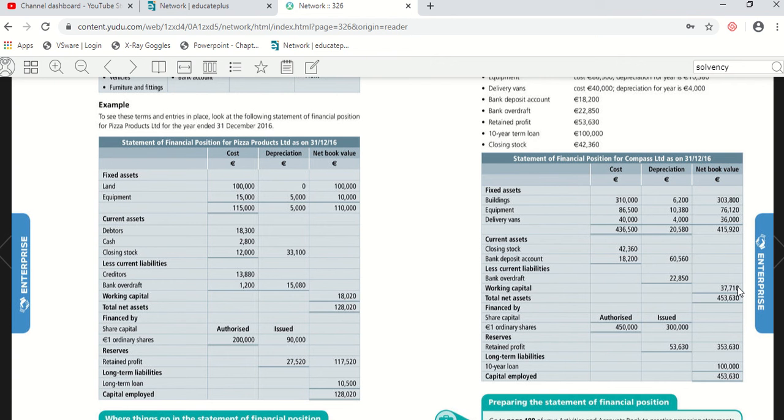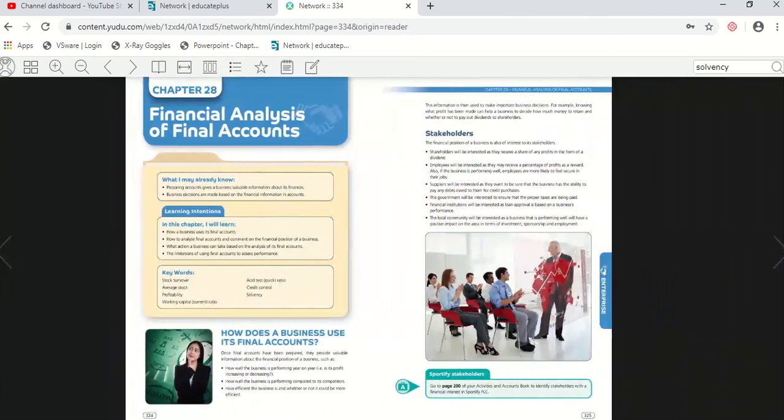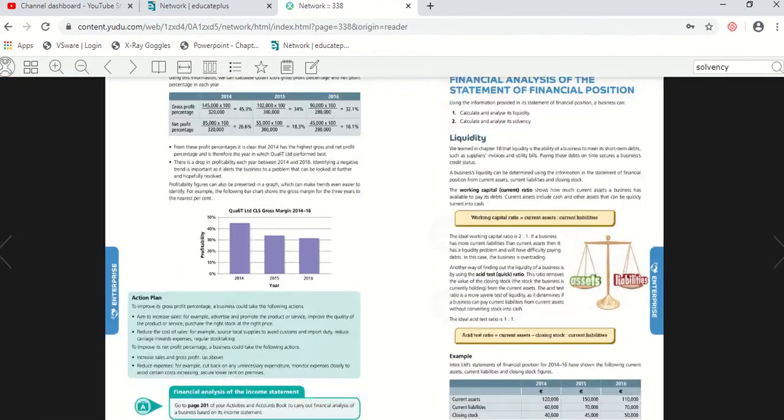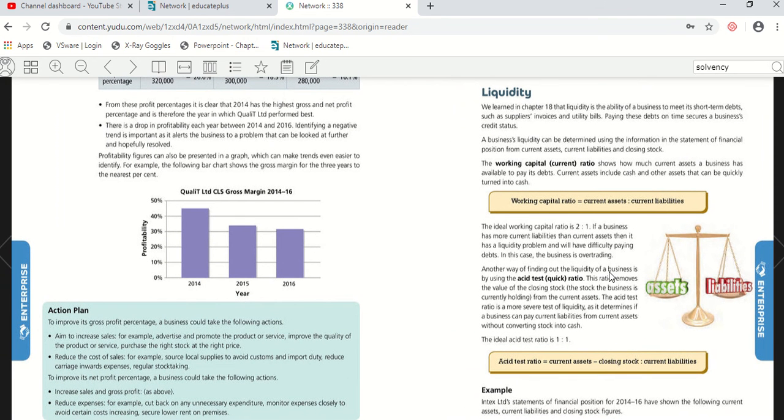But it's done like a ratio. You compare the two, divide one into the other, and put it as a ratio to 1, as you'll see in the example in this chapter. So working capital ratio, the formula is current assets to current liabilities. The acid test ratio can also be called the quick ratio. It's a test to see how the business can quickly convert their assets into cash.